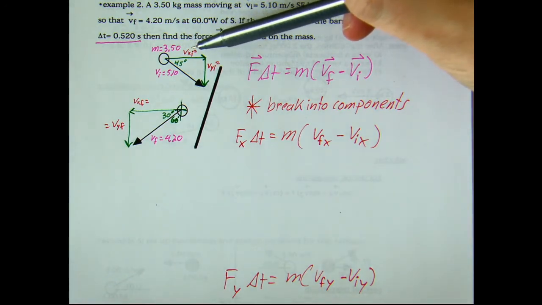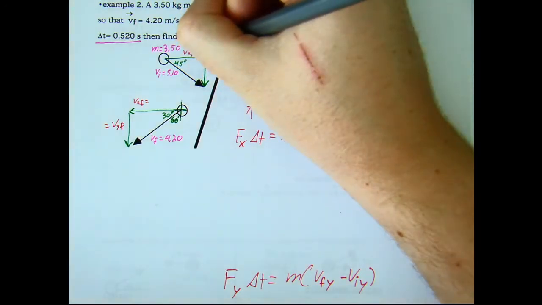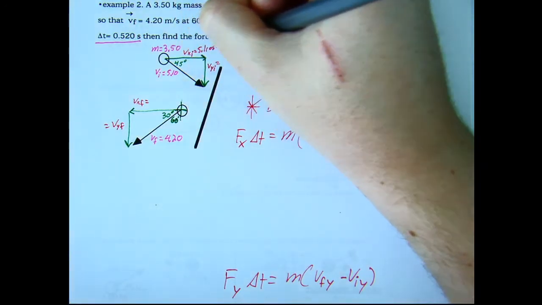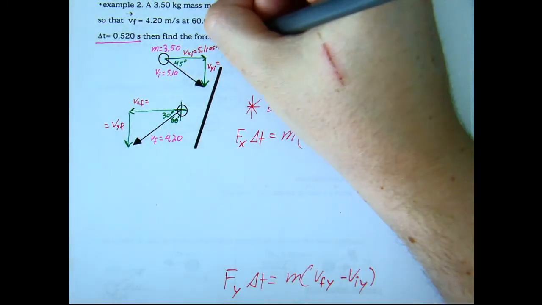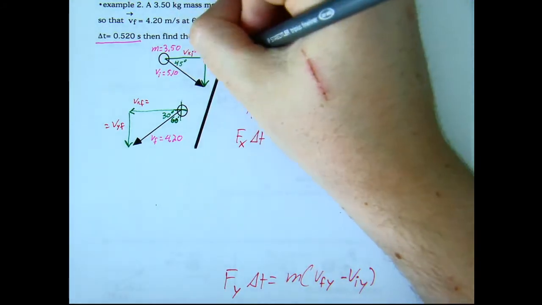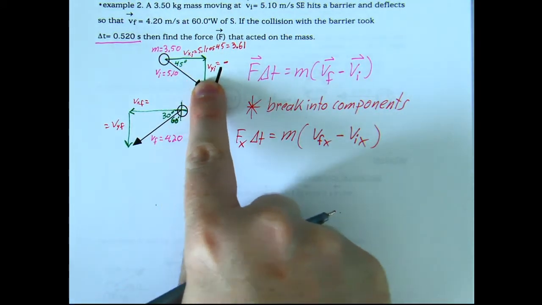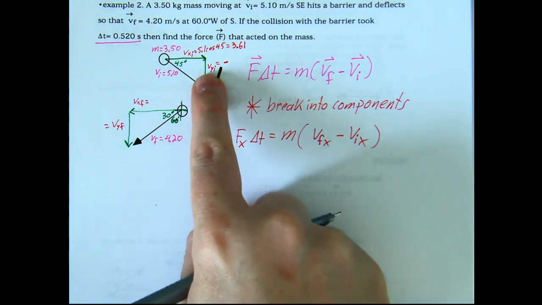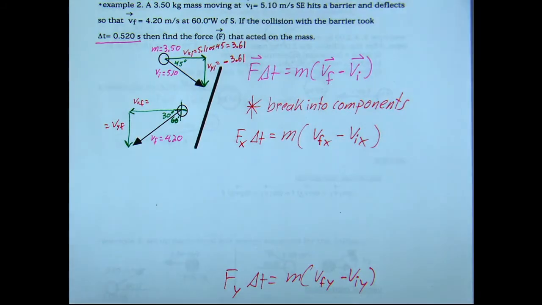So Vx initial is going to be 5.1 cos 45, and it's positive because it's moving to the right. So this is going to be 3.61. And this guy is negative because he's moving down, and this is going to be 5.1 sine 45. I'm running out of space here, so I'm just going to put the answer. That's going to be negative 3.61 because it's going downwards.